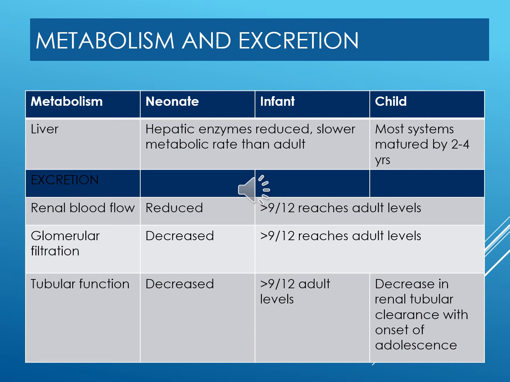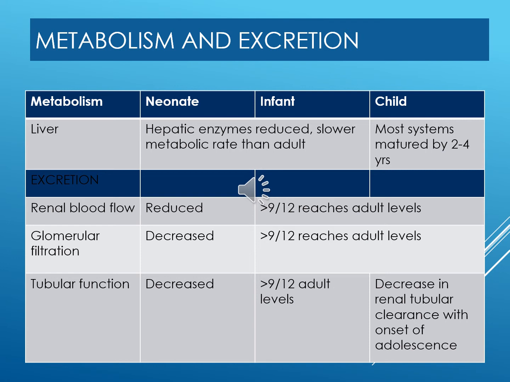So when we're looking at metabolism, hepatic enzymes are reduced and there is a slower metabolic rate than adults for neonates and infants, and then we see a maturation of most systems by 2 to 4 years. Excretion: we do see renal blood flow is reduced in neonates and doesn't reach adult levels until around 9 months of age. Glomerular filtration rate as well is decreased in a neonate, and when the baby gets to around 9 months old, you're back to normal adult levels.